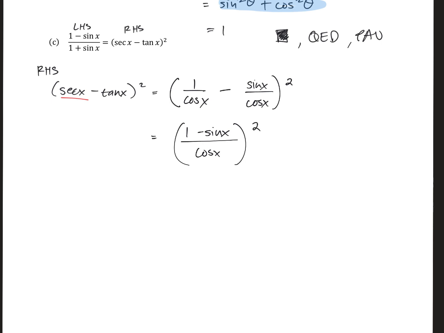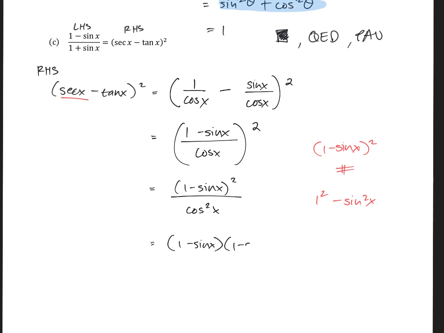Nothing else to do on the inside, so we can go ahead and distribute that too. So we've got minus sine of x squared over cosine squared x. One thing once again to note, that 1 minus sine of x squared is not equal to 1 squared minus sine squared x. Okay, it is not. What is it equal to? It is equal to 1 minus sine x times 1 minus sine x. Okay, it's got that binomial.